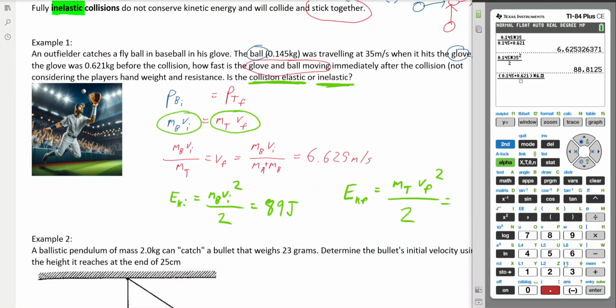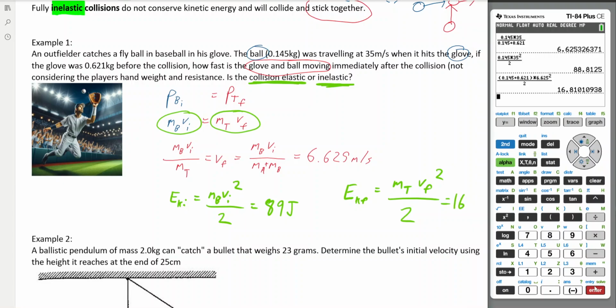which is 6.625 squared over 2. And good, it worked out. I was a little bit worried there for a second. I'm always worried when I make a new question. 17 joules of energy. So you can see here that it's nice and clear that our energy has decreased significantly.